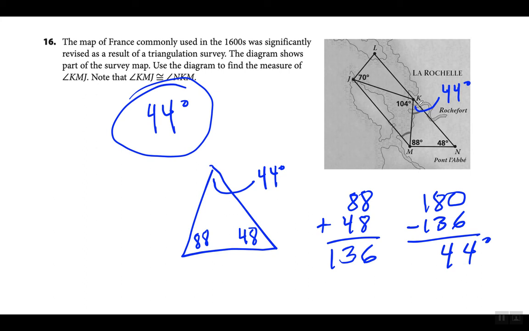By the way, the reason that this angle equals this angle is because that must mean that these two lines are parallel. This line and this line got to be parallel.